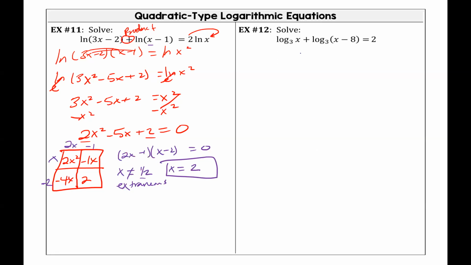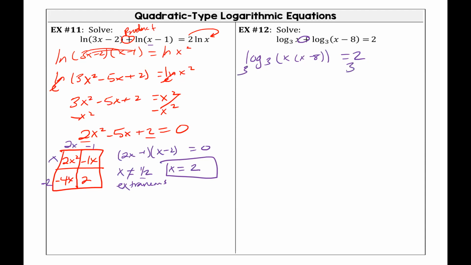All right. On this side, we have log base 3 of x plus log base 3 of x minus 8. Again, it's going to be product property. So we end up with log base 3 of x times x minus 8 equals 2. Okay. So after we do that, we're going to raise it to the third power. So I'm going to raise everything to the third power.